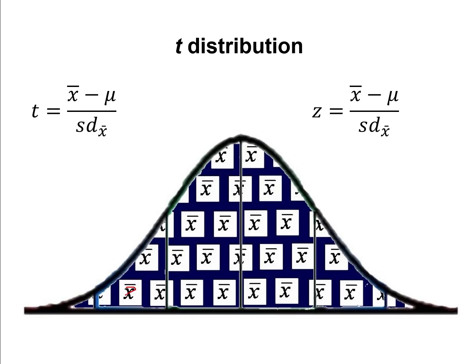I'll put some z's on top, so not sure if you can see very well. I'm putting z's on top of my x bars. I'm putting z's on top of these means. So if I go through and I convert each one of these x bars, each one of these means, I'm converting it into a z-score. So I take each one of these means and I standardize it. I use this formula up here and I turn my mean into a z-score. Now, if I do that, the shape of this distribution will not change. I'll still have the exact same shape.